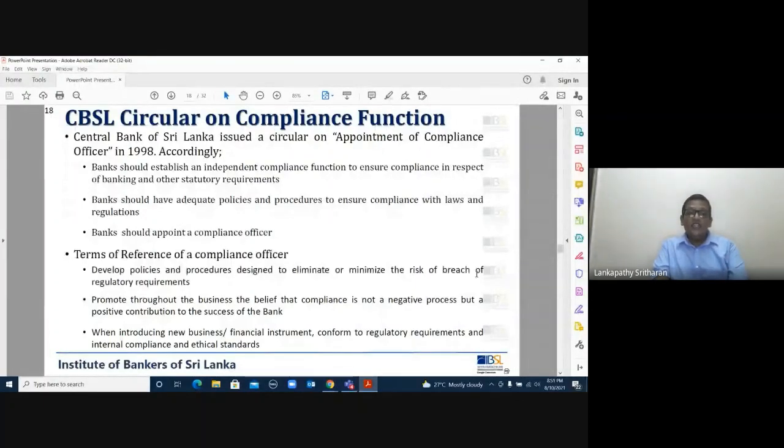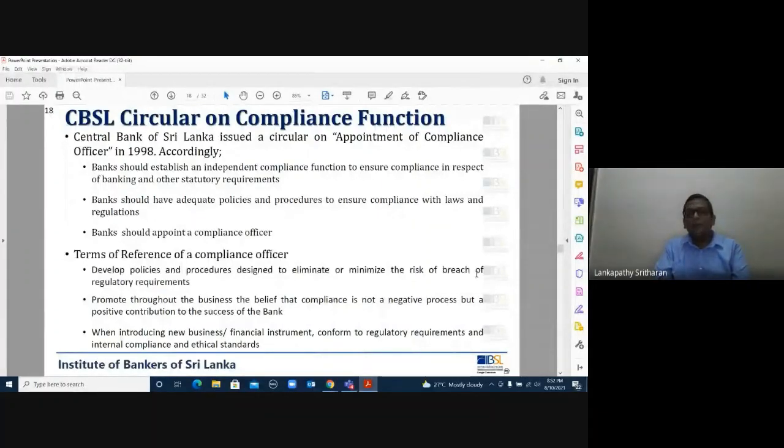And when introducing a new business or finance instrument, ensure it conforms to regulatory requirements and internal compliance and ethical standards. This is the first example I mentioned: when they are introducing or trying to launch a new product, or they are going into a new business or finance instrument, they have to first identify what are the regulatory risks or compliance risks involved, and then whether all these new products and new businesses comply with not only external requirements, but internal compliance and ethical standards also.